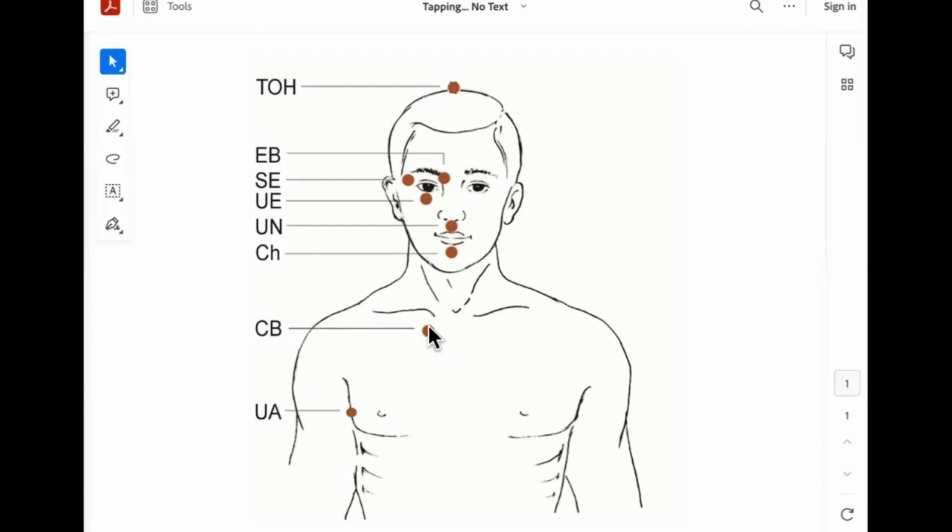And then the collarbone point, again, not actually on the collarbone, but if you were to trace your collarbone all the way to the end, there's a knob there.